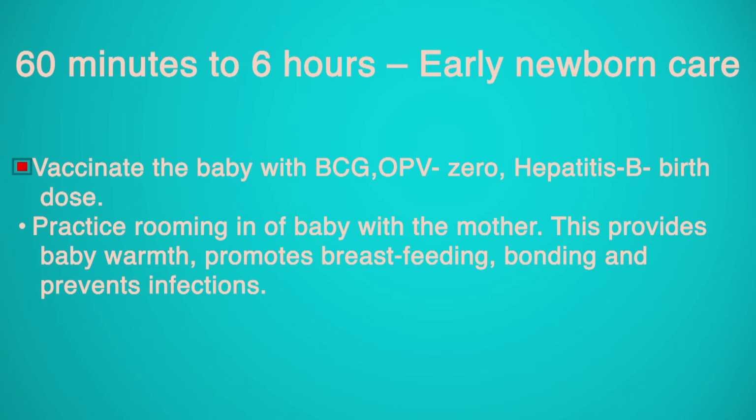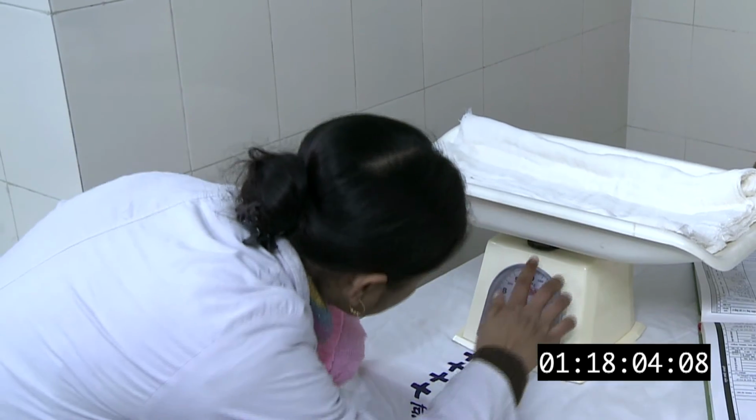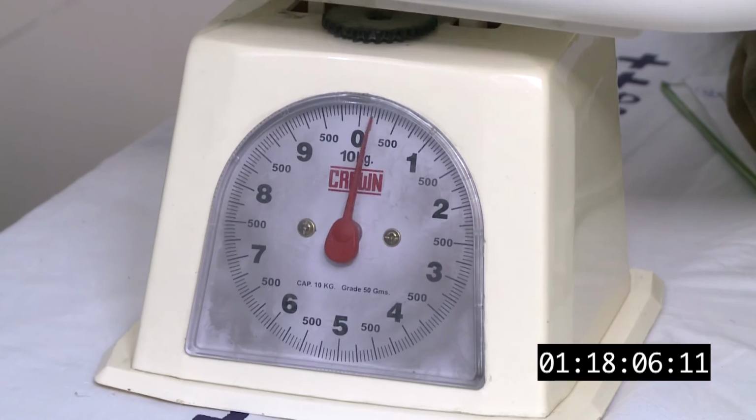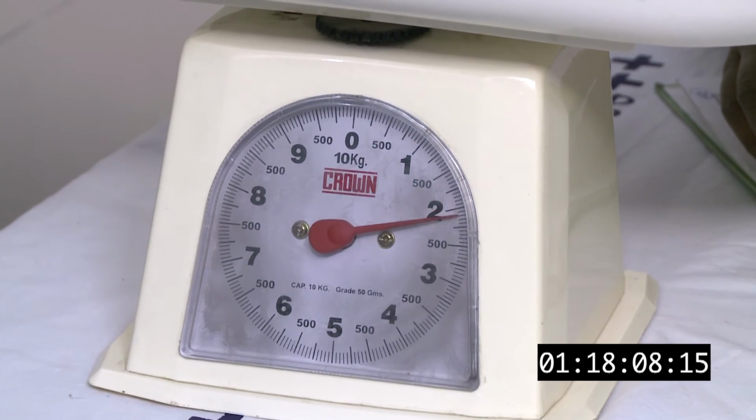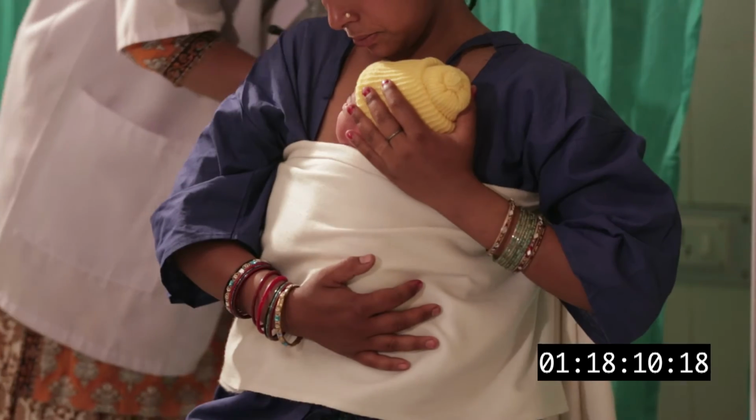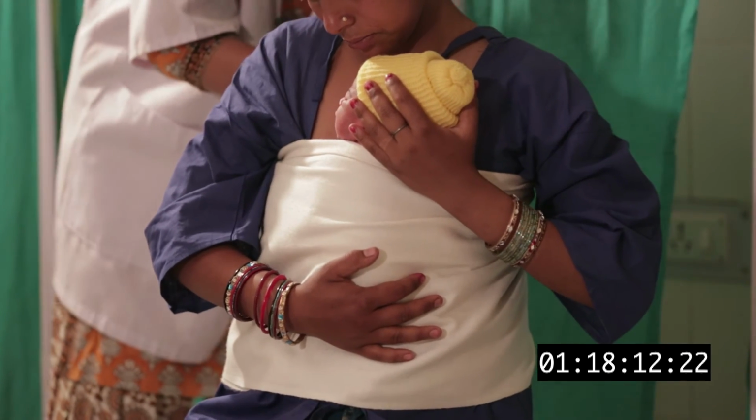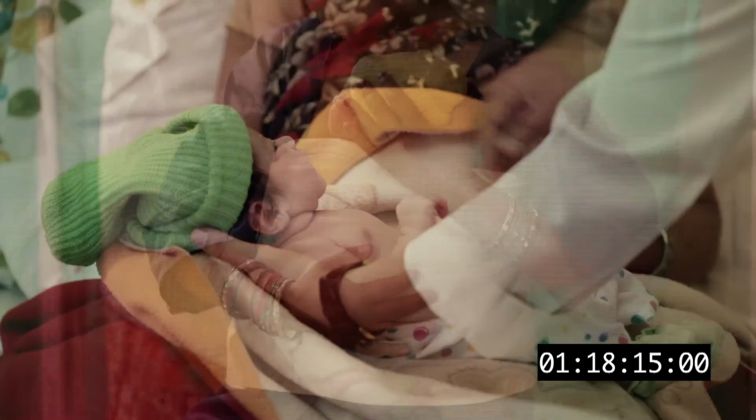Vaccinate the baby with BCG, OPV 0, and hepatitis B birth dose. Practice rooming in of the baby with the mother. This provides the baby warmth, promotes breastfeeding and bonding, and prevents infections. Adjust the calibration before weighing the baby. Record the weight. If the newborn is low birth weight and stable, promote kangaroo mother care to ensure warmth.